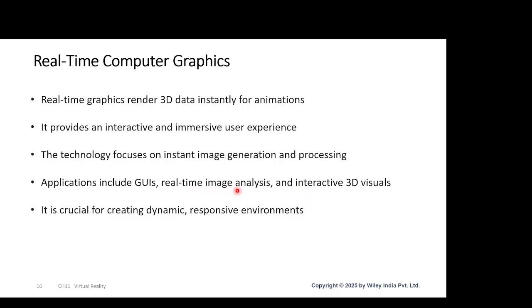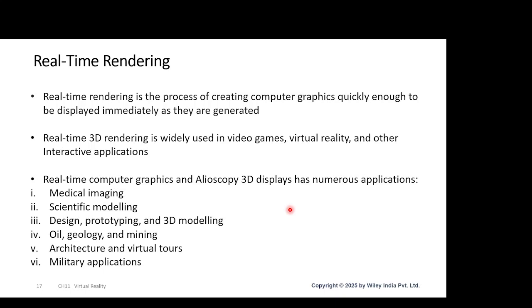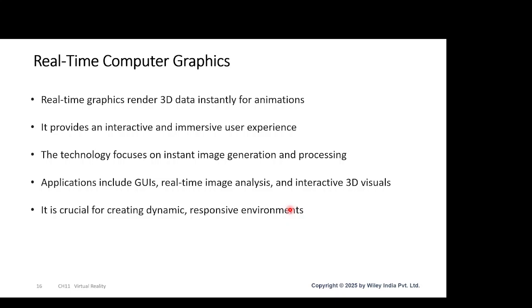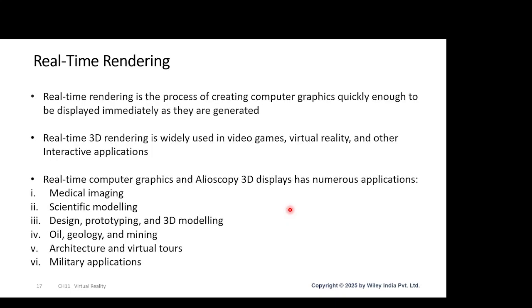For example, when you have a PlayStation, you're playing a game. So it is an interactive 3D visual. Real-time computer graphics is also used for creating dynamic, responsive environments. For example, if you want to train somebody how to drive a car, you can basically use such a simulated environment. Even in many places, including in India, we have driving tests in a simulated environment.